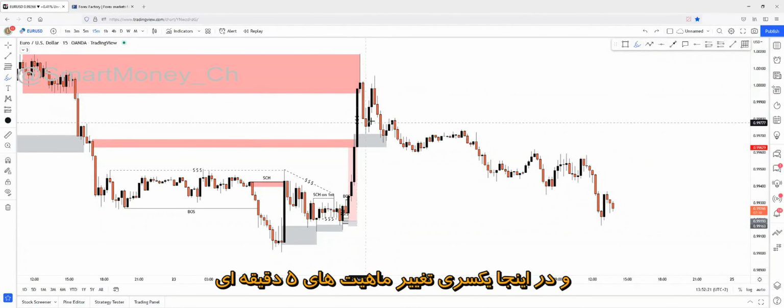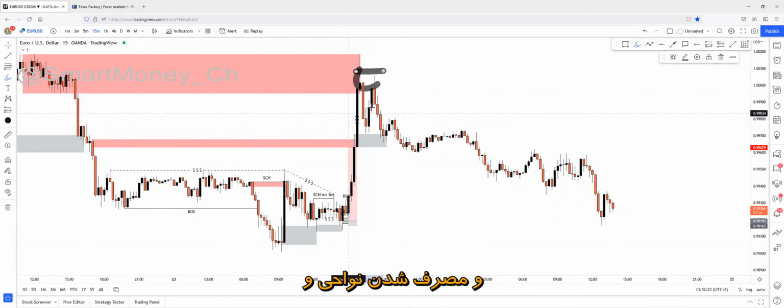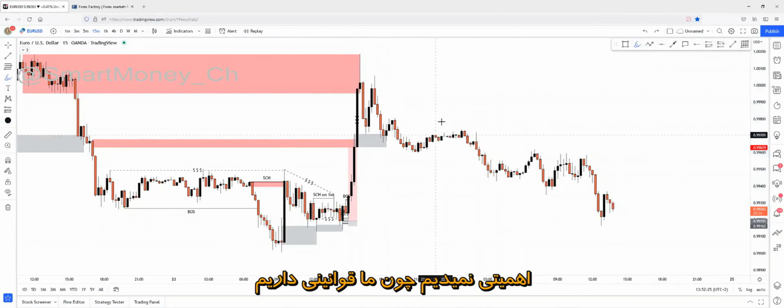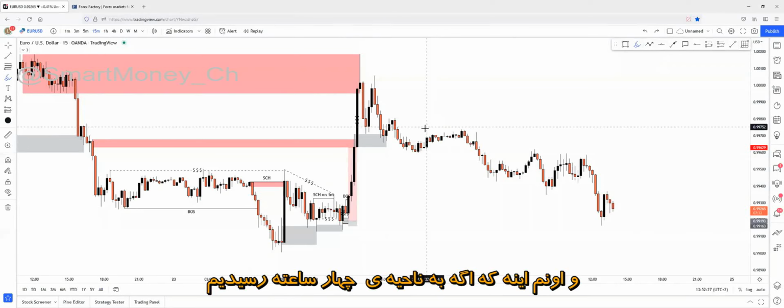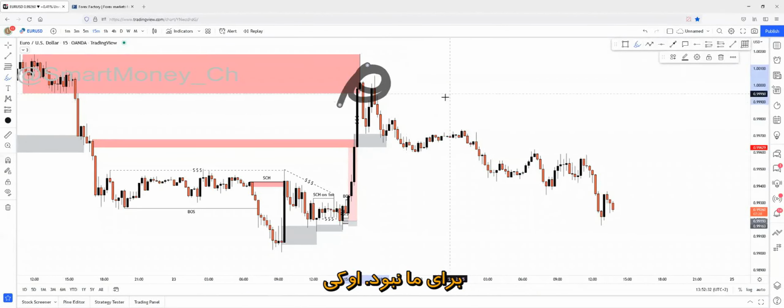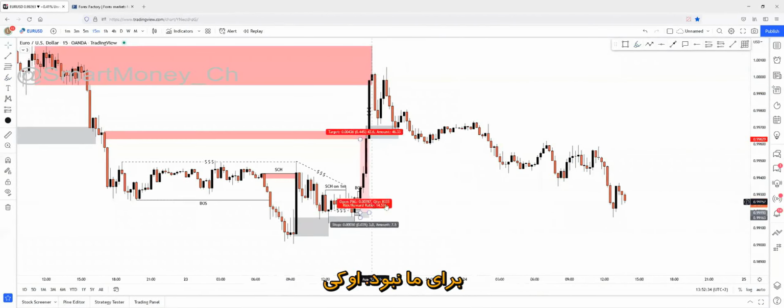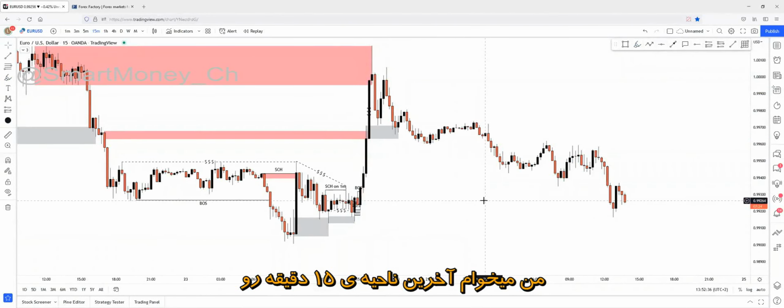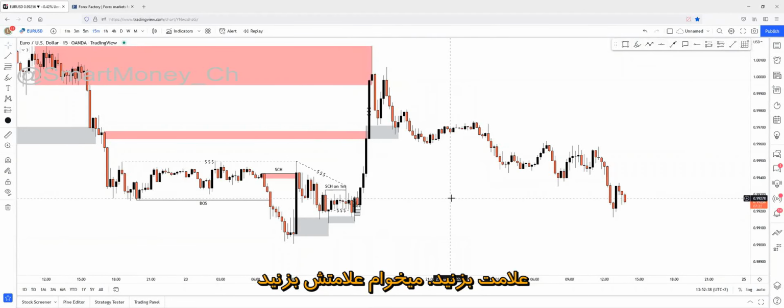And there was some 5-minute character changing movement here to the downside, and mitigation and continuation, but we don't care about this movement because we have a rule where we have a 4-hour zone. We have to wait for a 15-minute change of character. So this wasn't a trade opportunity for us. Okay, I want you to mark the last recent 15-minute zone that we care about.